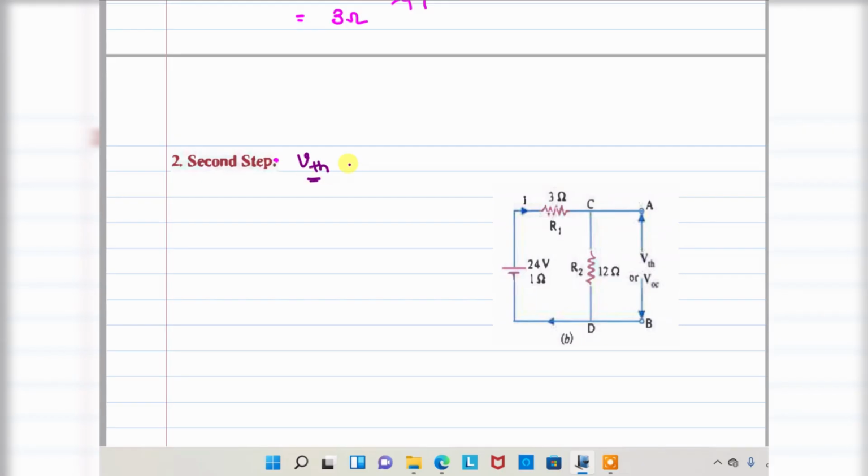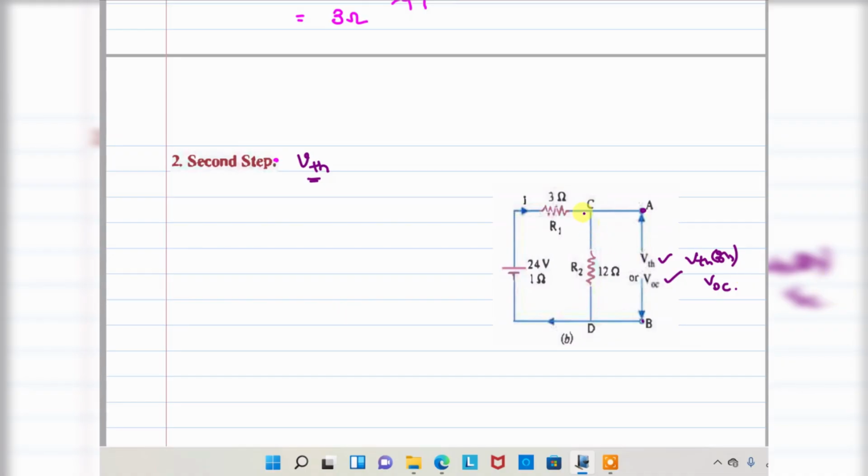So how to find out the Thevenin's voltage? Just now I explained in the previous video, just 2 minutes back: voltage source, everything as it is, just open circuit these two terminals. The voltage across this open circuit is nothing but the Thevenin's voltage. That means Thevenin's voltage and open circuit voltage are both the same.